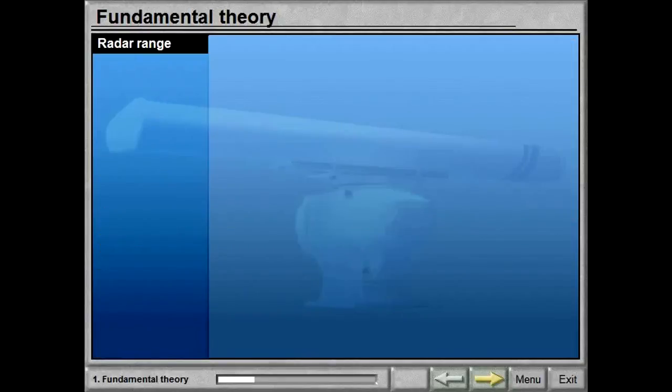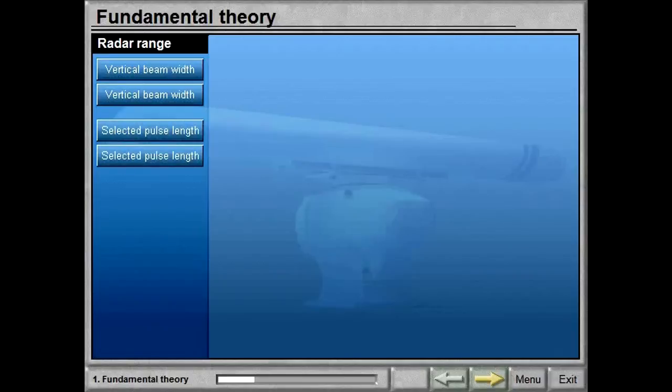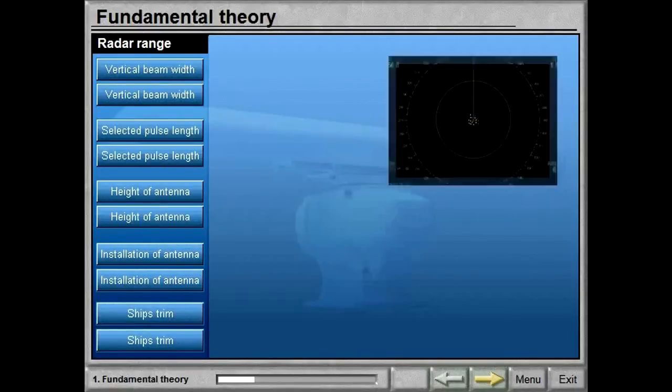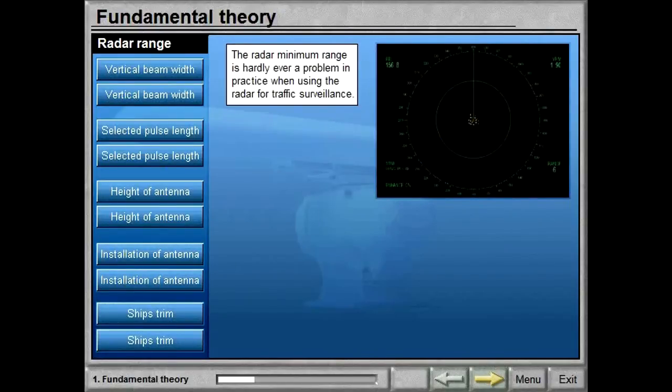The radar minimum range depends mainly on the following parameters: antenna vertical beam width, selected pulse length, height of antenna, installation of antenna, ship's trim. The radar minimum range is hardly ever a problem in practice when using the radar for traffic surveillance.